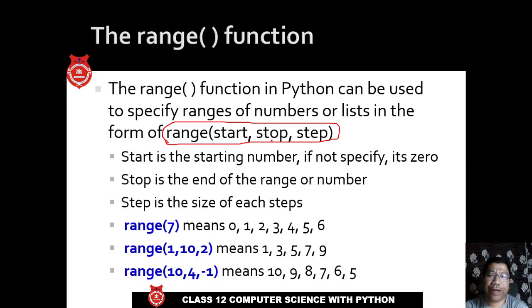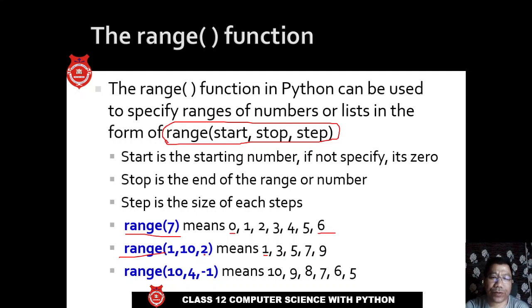For example, if you say 1 comma 10, it will start from 1 and stop at 10 without printing 10, so it will become 1 to 9. Please remember that. And step is the step size. Here I have given you examples. Range 7 means it starts from 0 to 6, and range 1 to 10 means it starts from 1 and ends at 10 without printing it, so it will become 1 to 9.